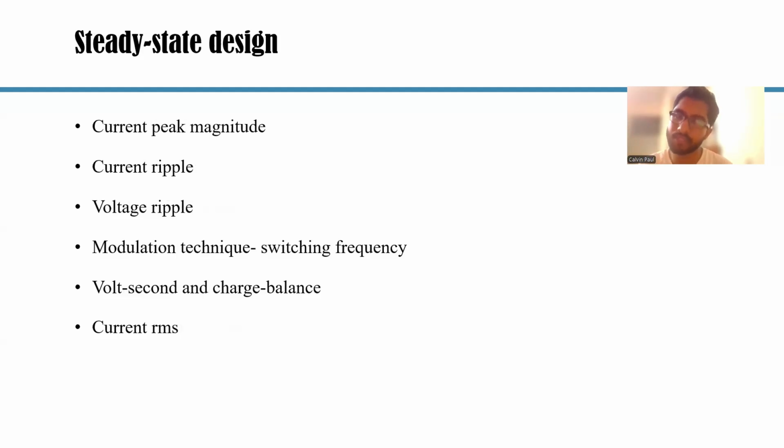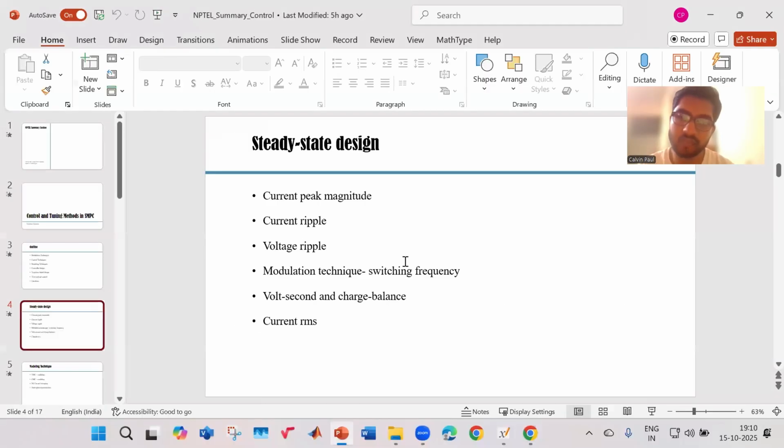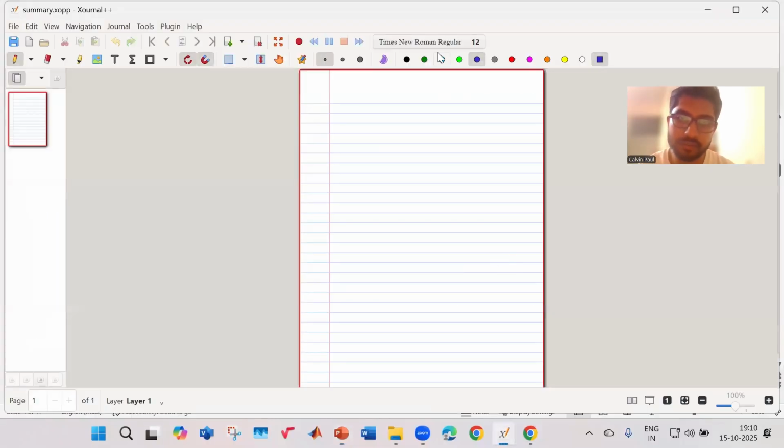I want you to remember some basic points which you must keep in mind. You have designed a converter for steady state. You design some inductance, capacitance, you have current ripple, you have peak ripple. So there are different criteria. Let me just start with the notes. It will be better like that.